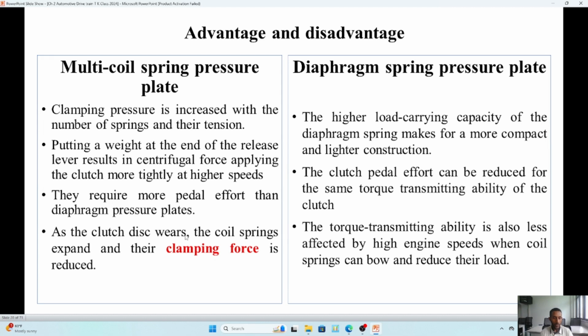As the clutch disc wears, the coil spring will expand or release, so the stored energy will be released and the clamping force will reduce. So there will be slippage on these types of clutches.